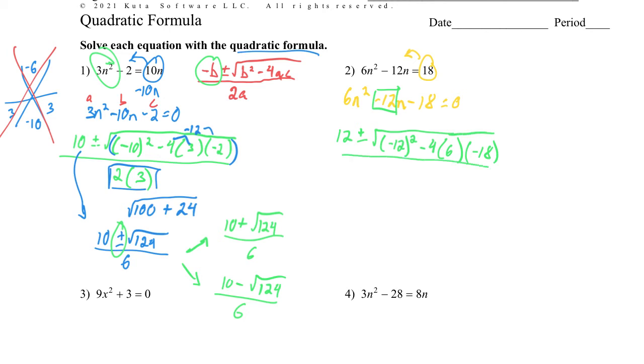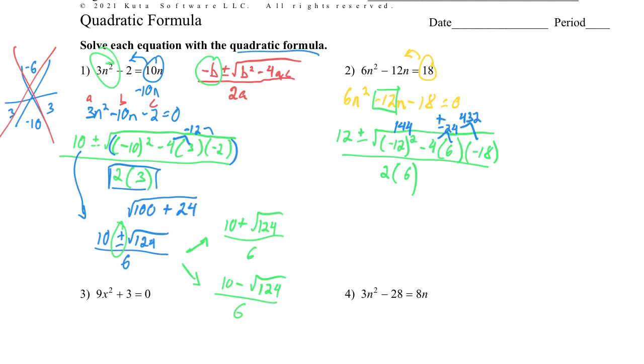And then I put it all over 2 times a, so 2 times 6. All right, now it's just a matter of evaluating everything on the inside of the square root. So negative 12 squared is negative 12 times negative 12, so positive 144. Then we have negative 6 times 4 is negative 24 times negative 18. So 24 times 18 is going to give us 432. Double negative, so that's going to be a positive.